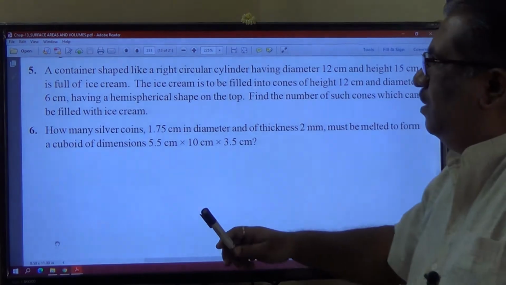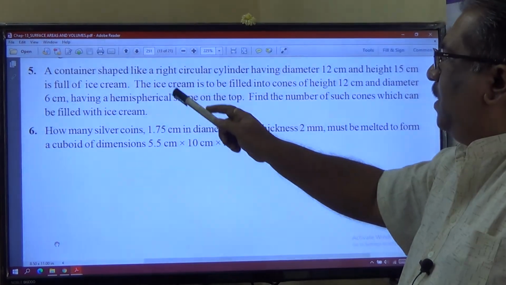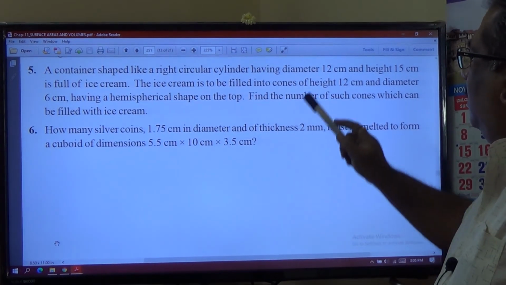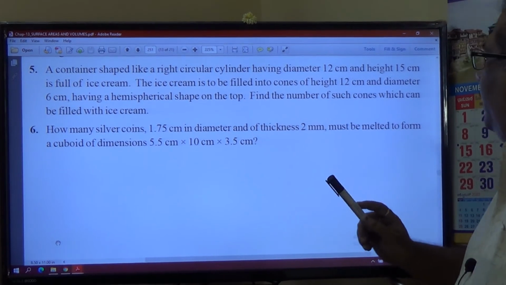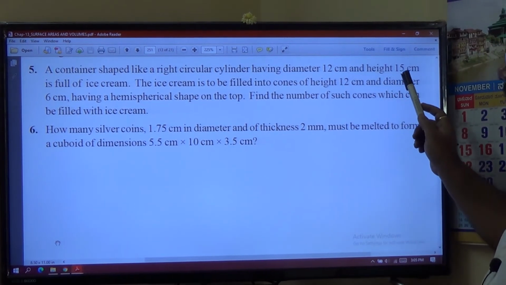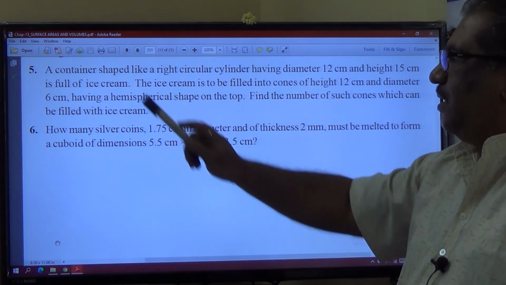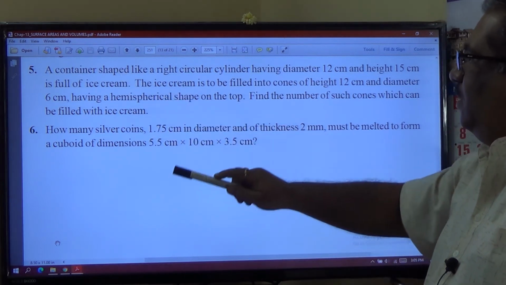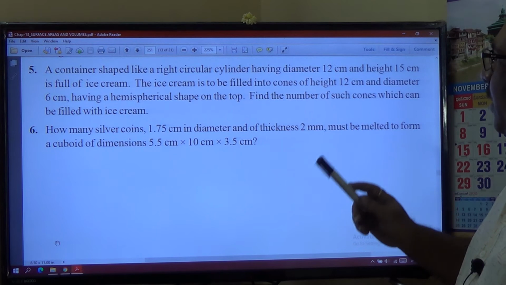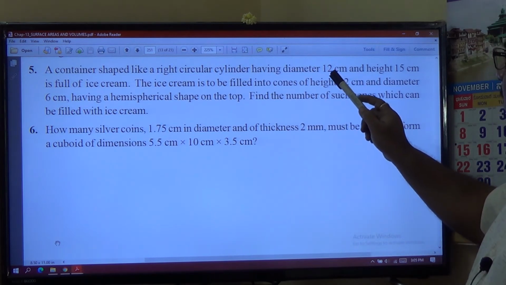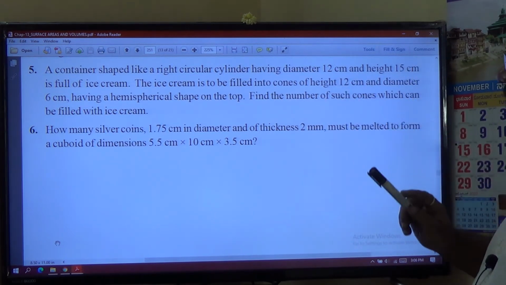Question number 5. A container shaped like a right circular cylinder having diameter 12 centimeter and height 15 centimeter is full of ice cream. So there is a container which is a cylindrical shape, and diameter is 12, so radius is 6 and height is 15 centimeter given to us.